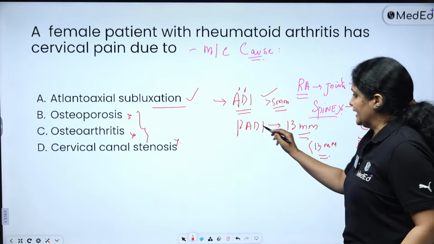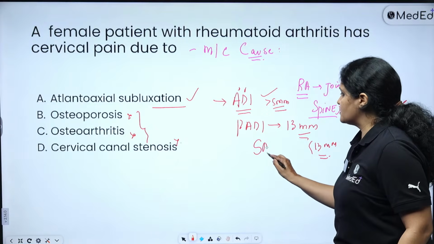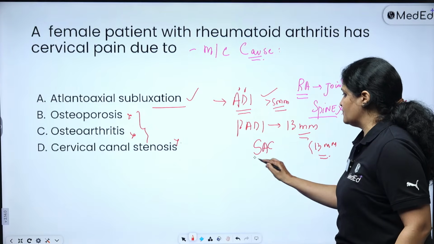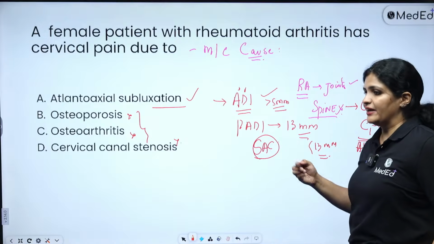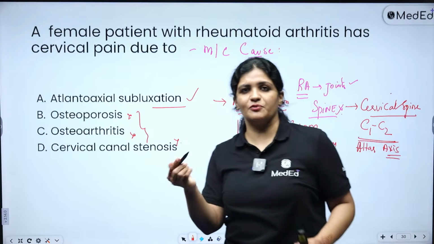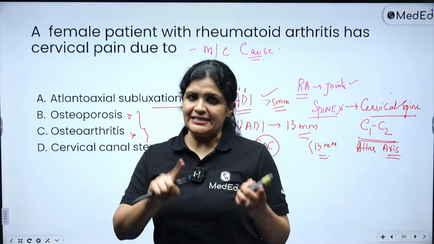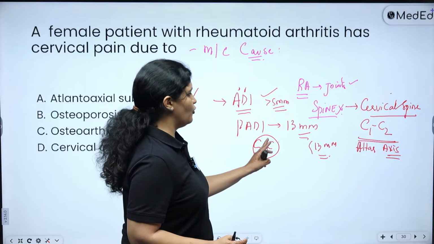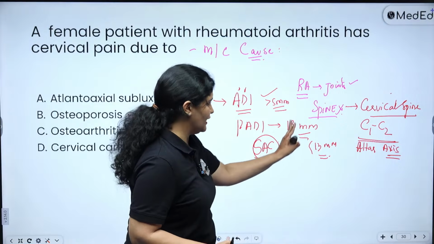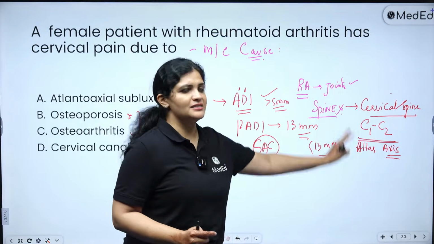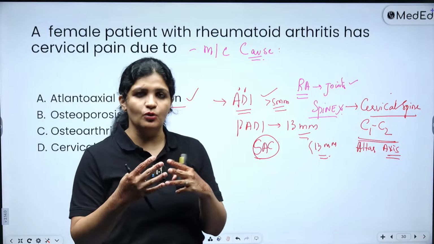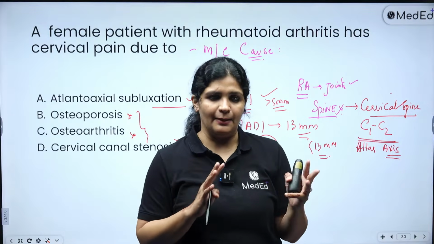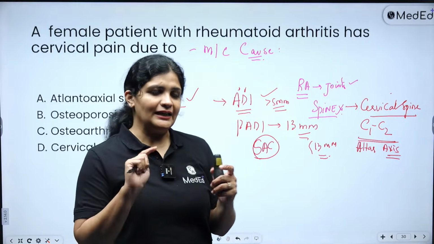This PADI will also tell you the space present for your cord, right? Space available for the cord. Don't get confused between PADI and SAC. SAC and PADI are the same, SAC meaning space available for the cord. So it should be a minimum of 13 mm. If it is less than 13 mm, there is some problem with C1 and C2, which means there is some subluxation happening in between. Okay, is that clear?